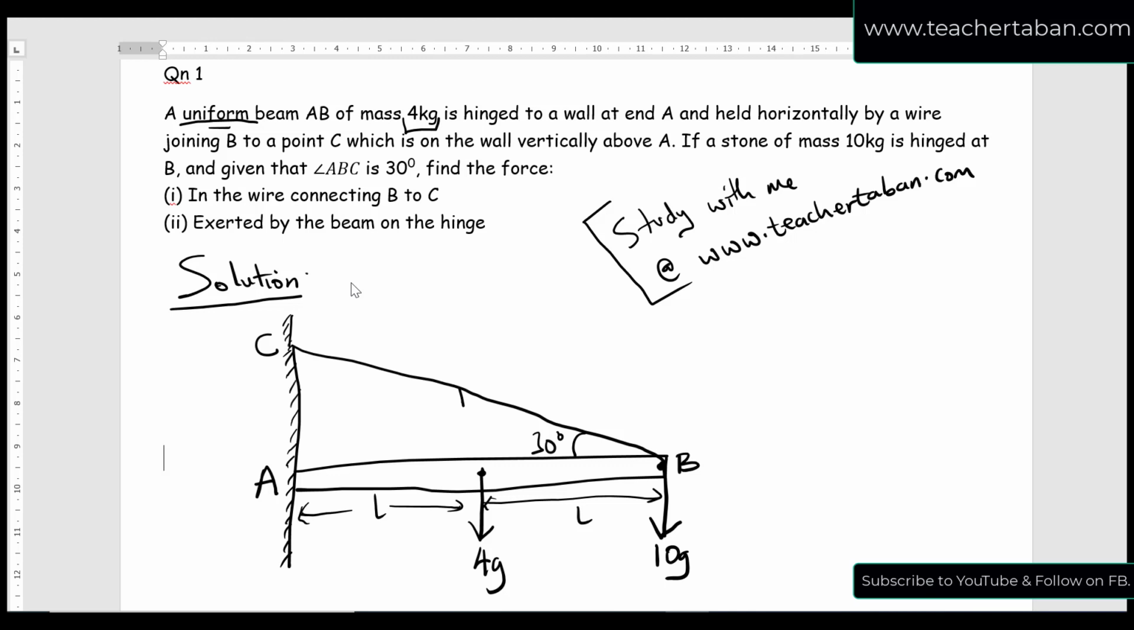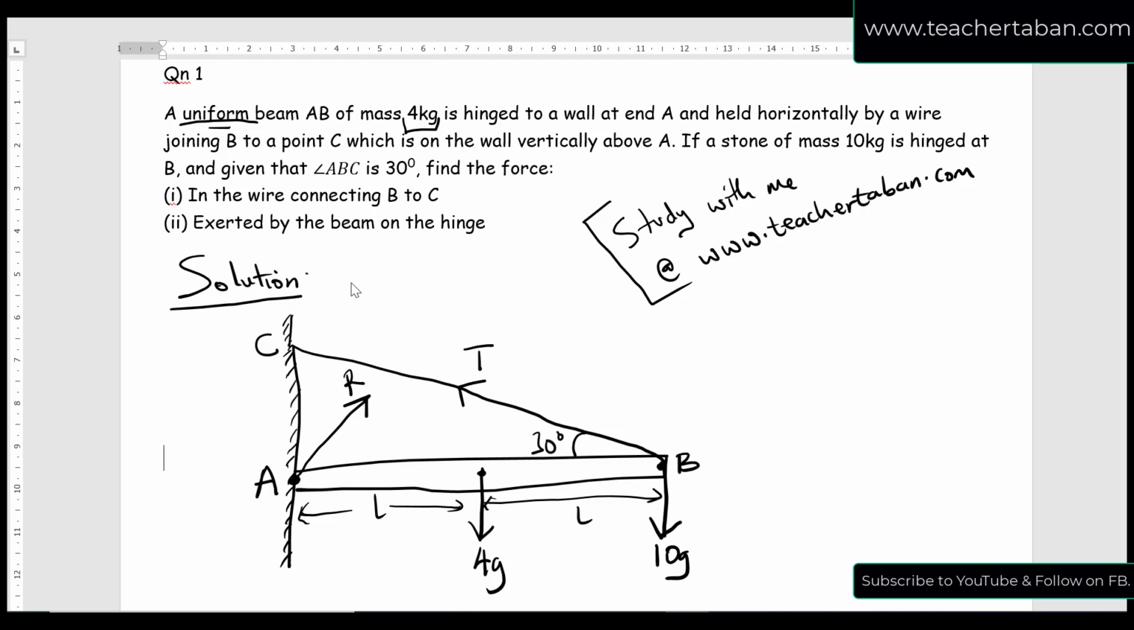So in the string, we have our tension T. Remember, I said that in case the beam is hinged to the wall, then as a result, the wall also exerts a reaction onto that beam. That reaction is not the normal reaction, but a reaction at an angle. I'll call this one my reaction R. So these are the forces acting on our system.